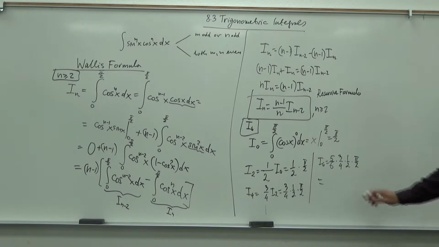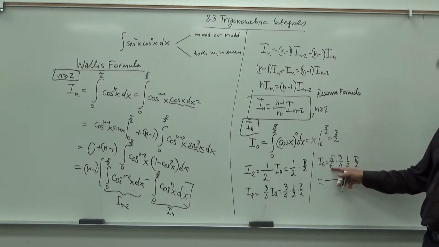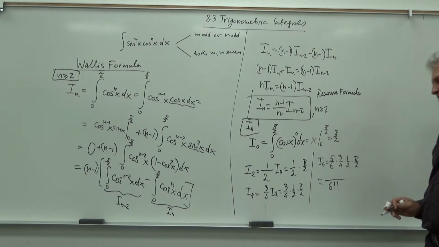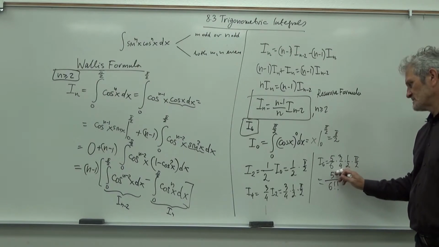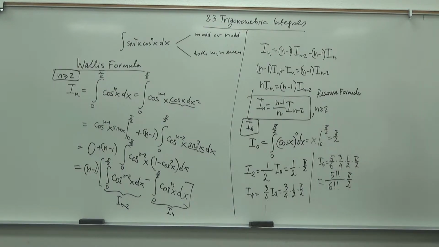By the way, sometimes we write this the following way. This is like a factorial, but you jump by 2. Sometimes people write that as 6 double factorial. And this is 5 double factorial times pi over 2. And that's how you use this formula.